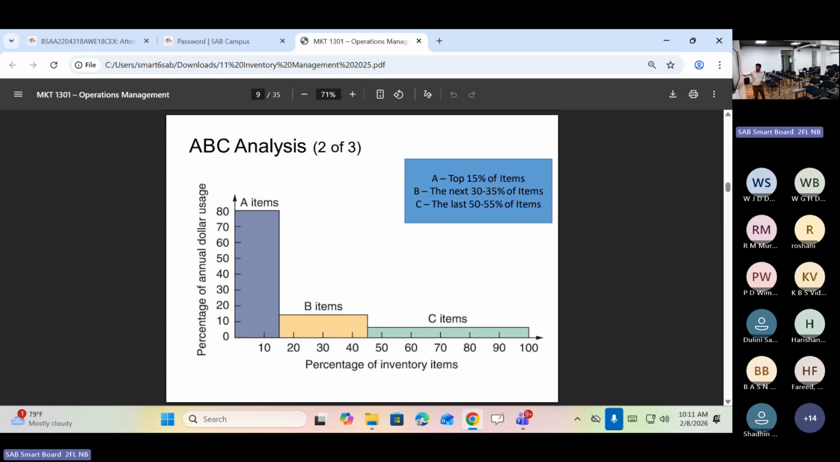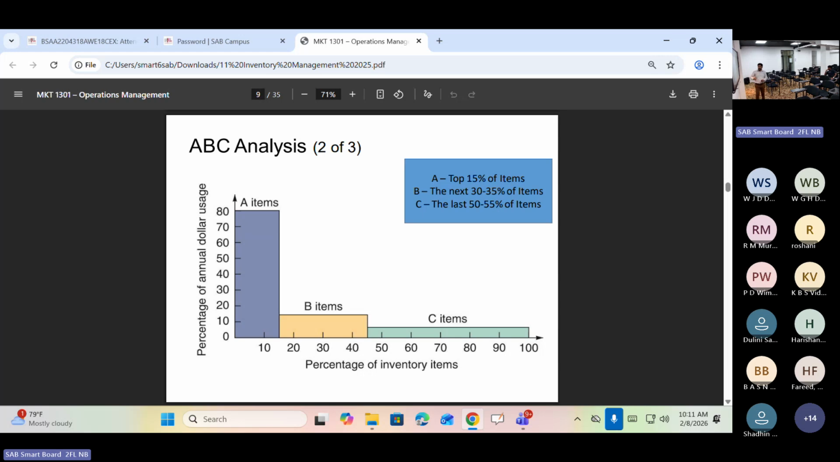In terms of the number of items we have and the annual dollar value, items that are less than 10 to 15% of total inventory items account for around 80% of value, classified under A items, the A category.